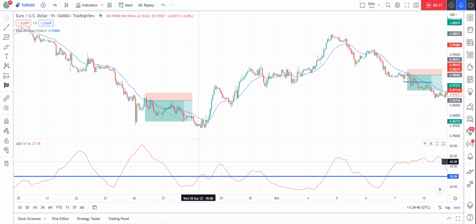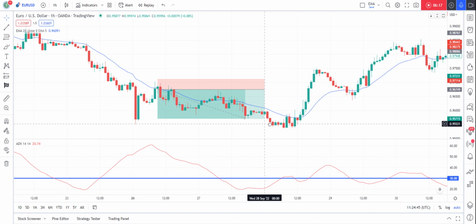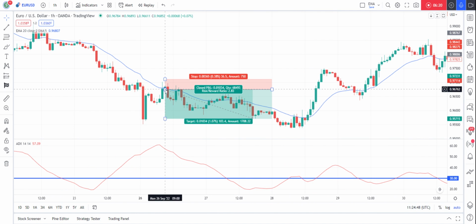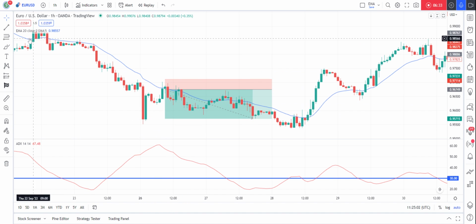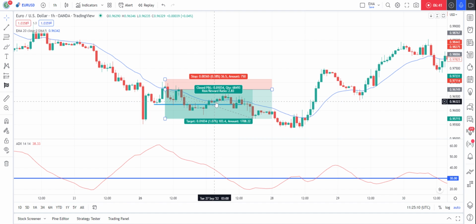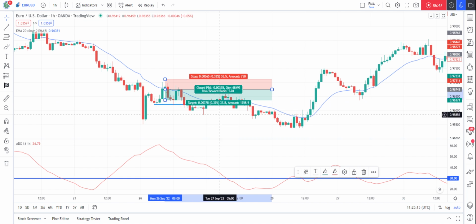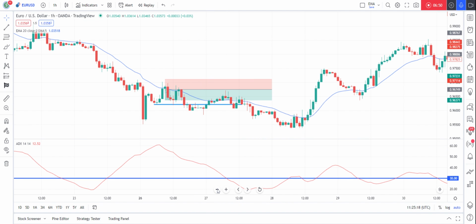Let's see another short example. So ADX above 30, it touches, it retests the EMA, stop loss above the previous high, and then it breaks the previous low, and then the EMA becomes the trailing, which will close the trade right about here, which gives you a risk reward of 1 to 1.